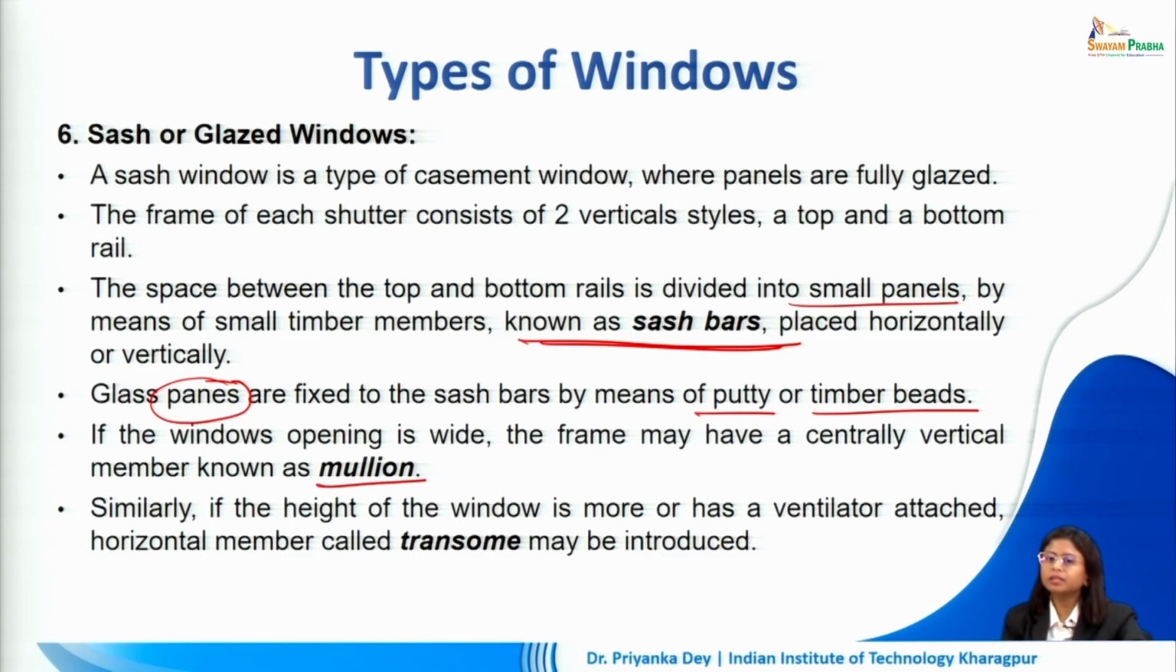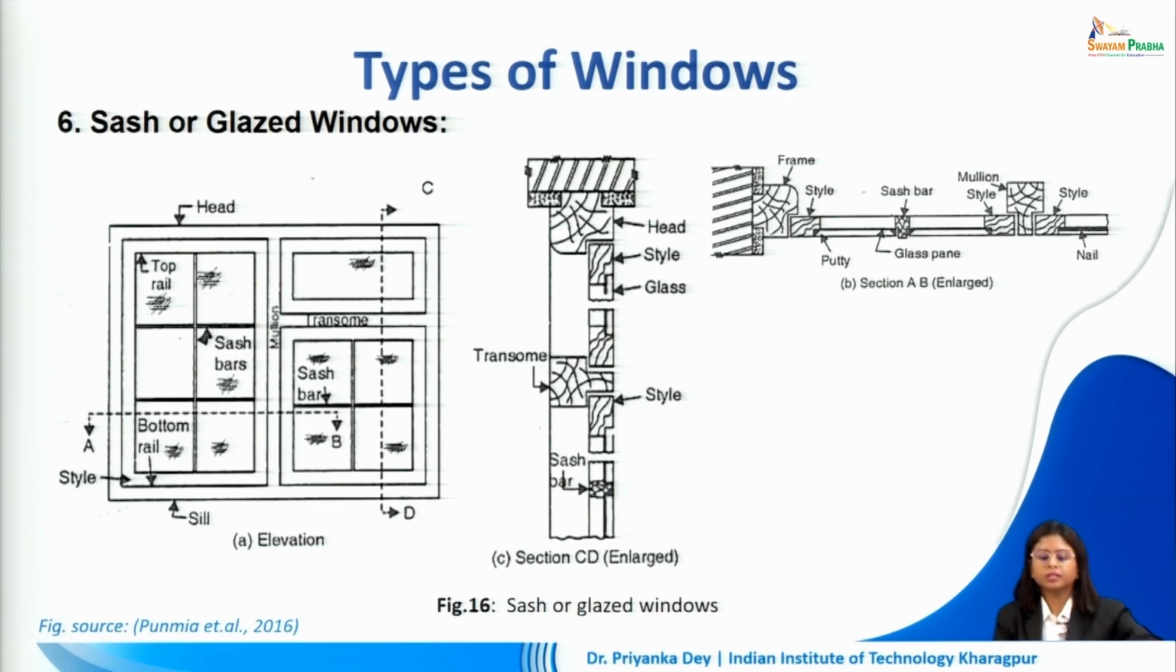And similarly, if we have a very big height of the window, or say for example we want a window with a ventilator on the top half, then we can also use a horizontal member to further subdivide this opening, and this horizontal member is called the transom. So this is where we have the horizontal transom, the vertical mullion.